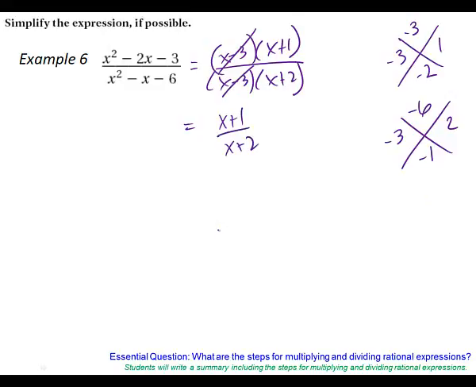Can I cancel anything else? No. Am I allowed to cancel the x's? No. Why not? It's added, not multiplied. We can only cancel on a multiply.